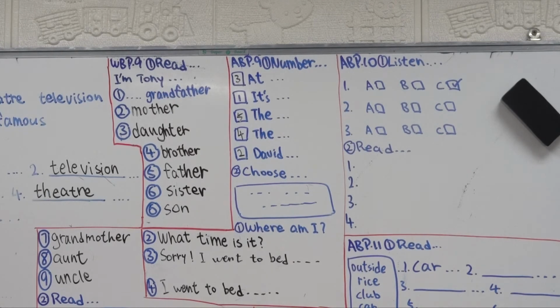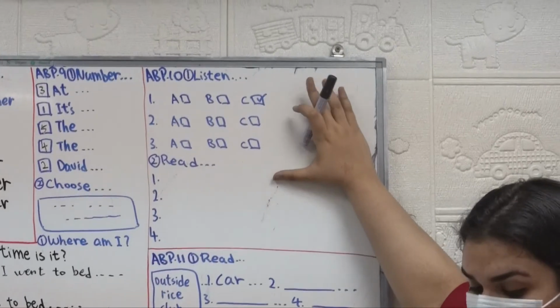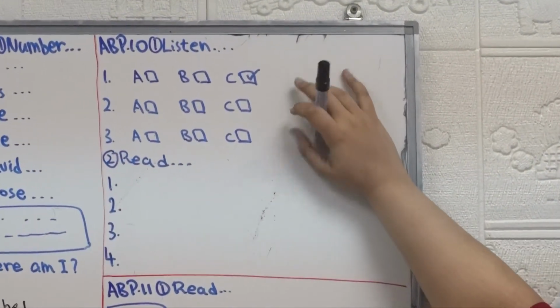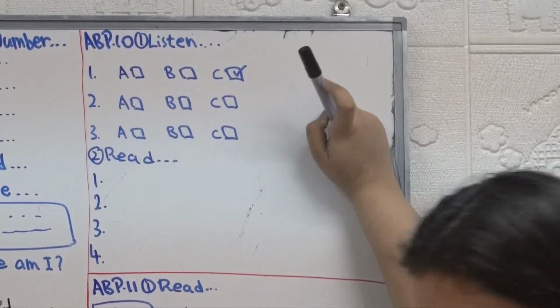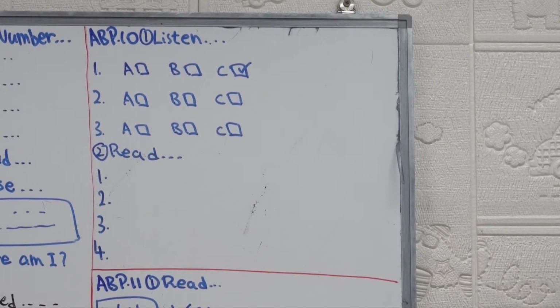Good job. We are done with this. Now let's move on to page number 10. All right, page number 10. Listen and tick the box. Number 1 is an example. All right, so you do it on your own. I'm gonna play the soundtrack.